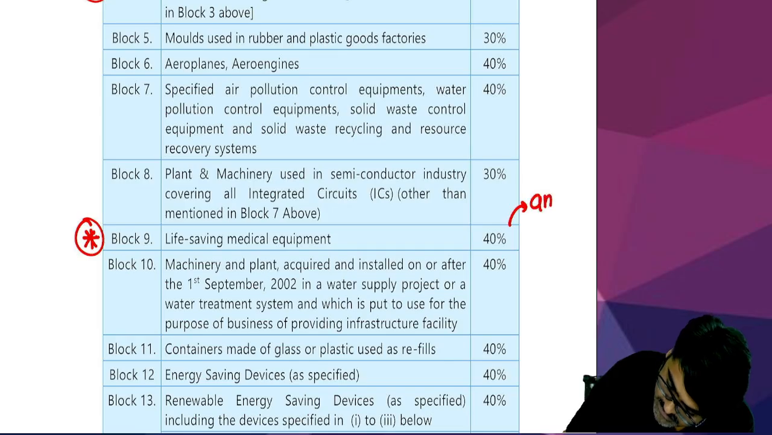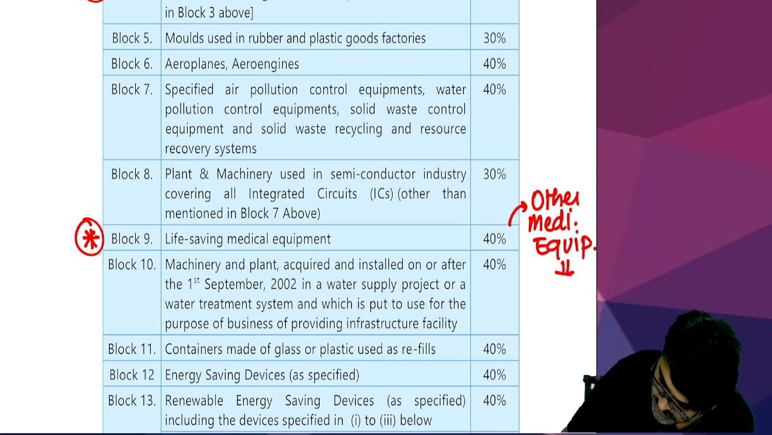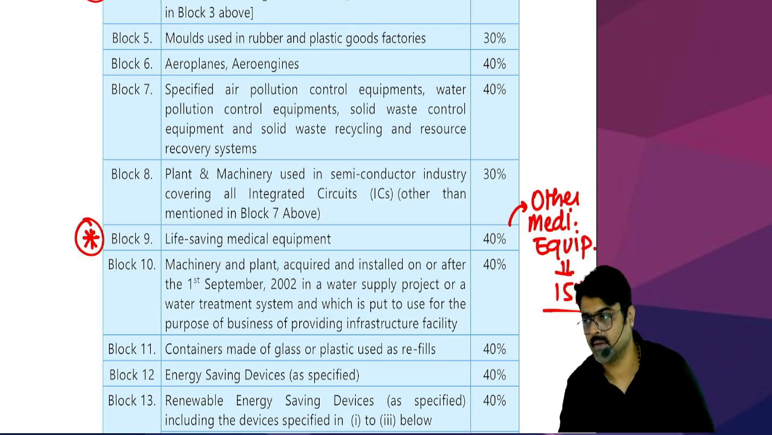Any other, what did I say? Other medical equipments. Other medical equipments, rate will be general rate, 15%. That is a general plant and machinery.